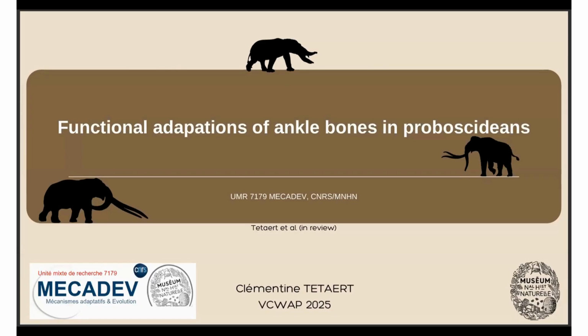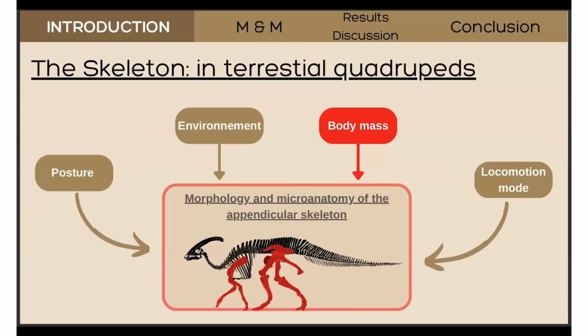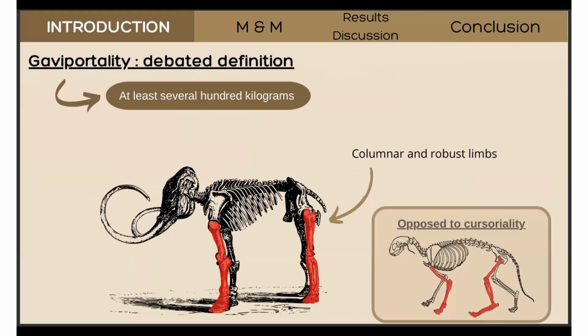So we know that in terrestrial quadrupeds, body mass, among other factors, plays an important role in the morphology and microanatomy of the appendicular skeleton. And today I will talk about some heavy specimens that are called graviportal. The concept of graviportality was introduced at the beginning of the 20th century and still has a controversial definition. However, some criteria have been agreed upon.